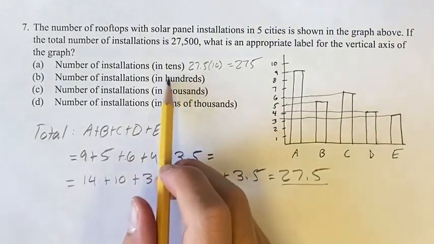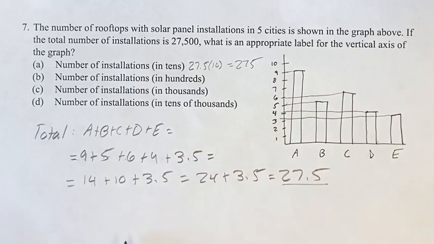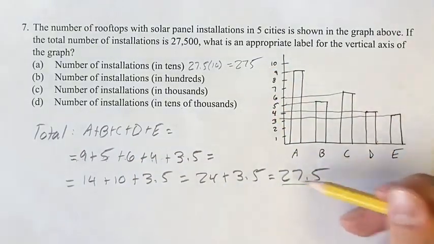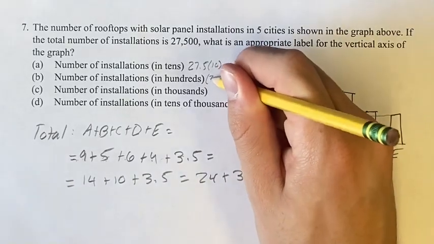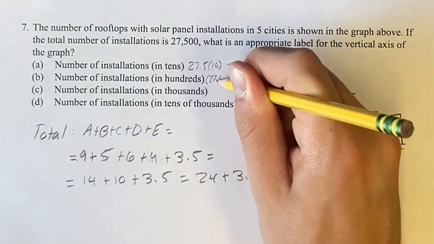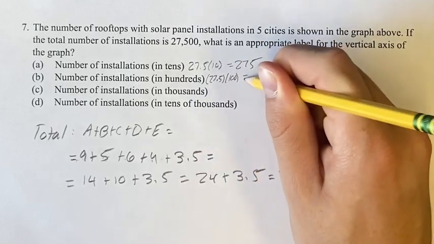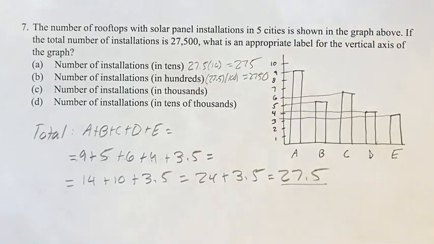If it was measured in hundreds, each of these would be multiplied by 100, right? Just to visualize what that means, you'd have 900, 500, 600, 400. And then this final total would be multiplied by 100 since all the individual terms were. So we'd have 27.5 times 100, and that comes out to 2,750.